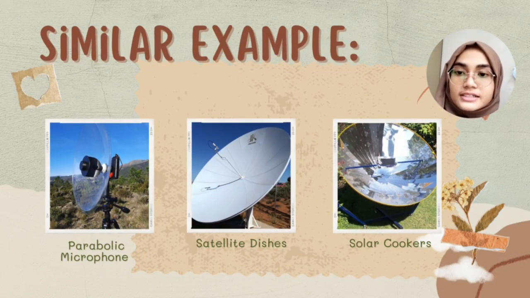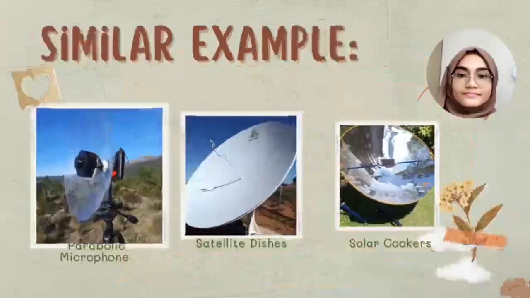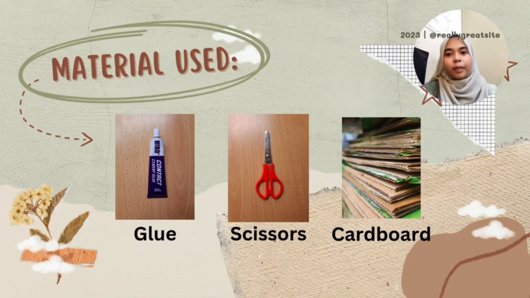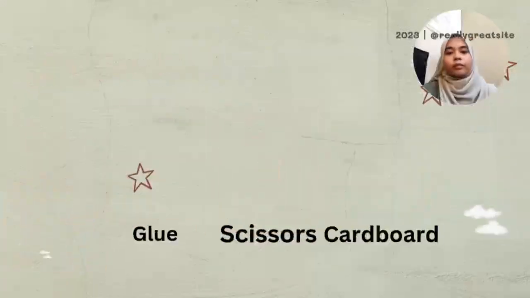And this one is some similar examples to our project that use the parabolic concept. For example, parabolic microphones, satellite dishes, and solar cookers. This is the material used while making this parabolic bridge, which is glue, scissors, and cardboard.